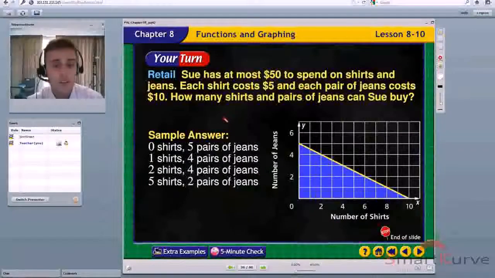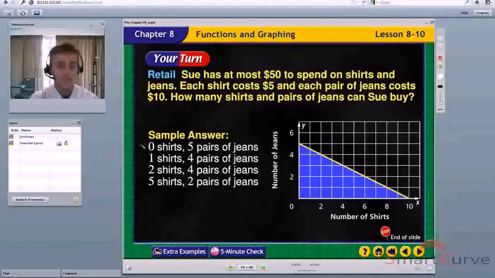Sue has at most $50 to spend on shirts and jeans. Each shirt costs $5 and each pair of jeans costs $10. How many shirts and pairs of jeans can Sue buy? Well, we know that each shirt costs $5. Each jean costs $10. And they must be less than or equal to $50. She has $50 to spend on these two things.